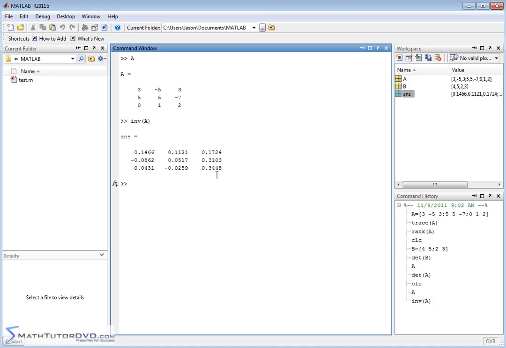The thing that students sometimes get confused about is when you take the determinant of a matrix, you should always expect a number. That's what you get back, a number.